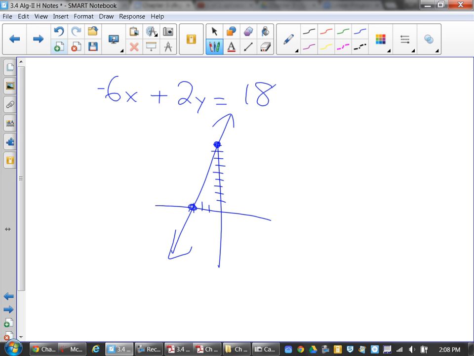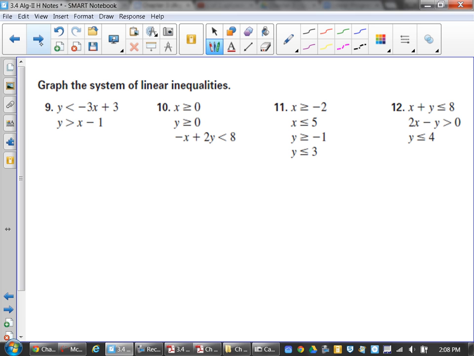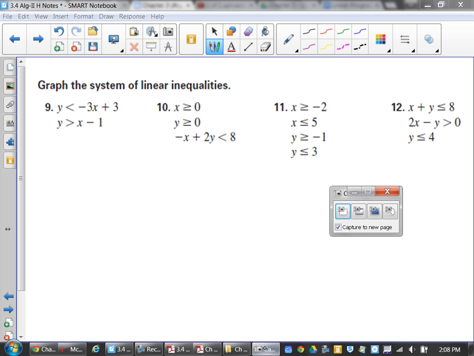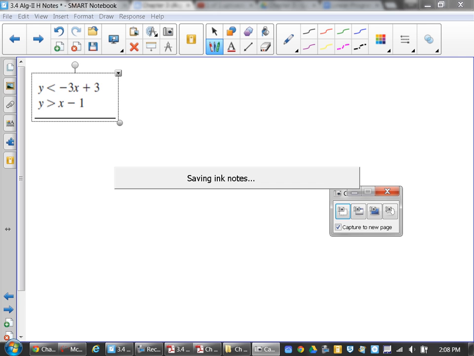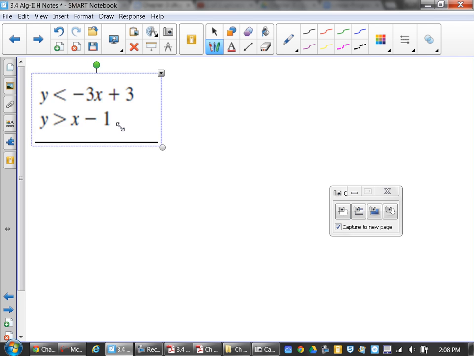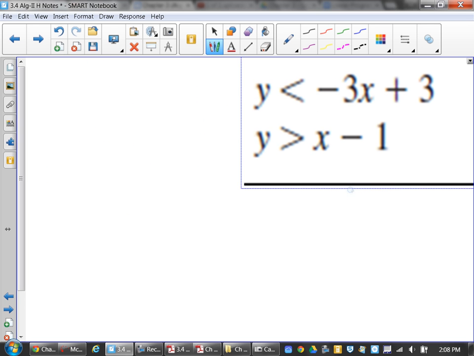What this allows us to do is start to graph systems. When we graph systems, it's nothing more than putting more than one on the same grid. But before we graph systems, we have to remember what those symbols mean within graphing.